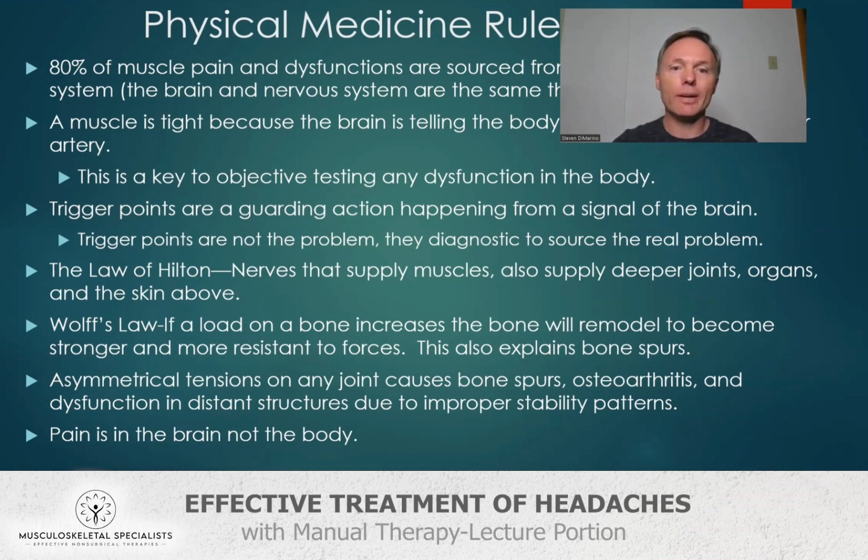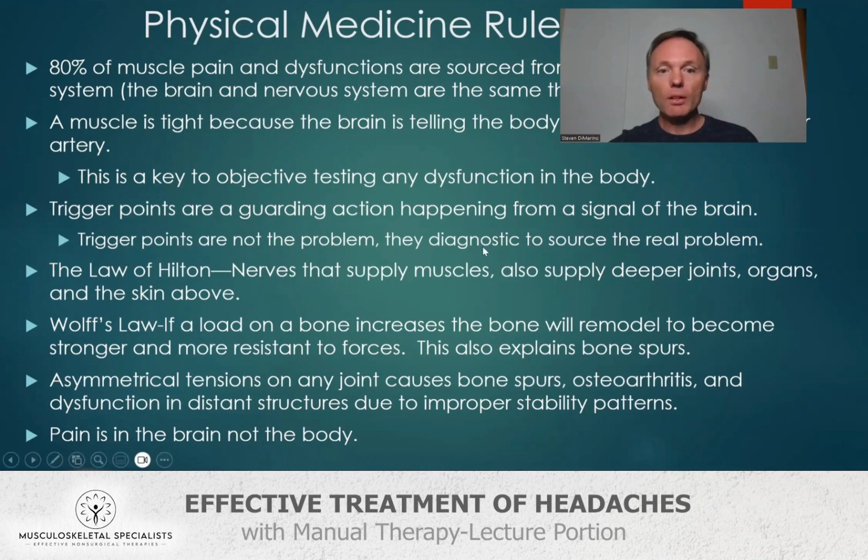Okay, so trigger points are a guarding action happening from a signal from the brain. So we're not treating trigger points directly. We use them as a data point to go, okay, where is this trigger point sourced from? Where do I go to fix it? And you use the trigger point to know if the patient's getting better, worse, or the same. You keep palpating the sore spot. Is that better? As you work, say, the accessory nerve, you can keep going back. And once this is gone, you know you cleared the nerve. So they're incredibly important information for you.